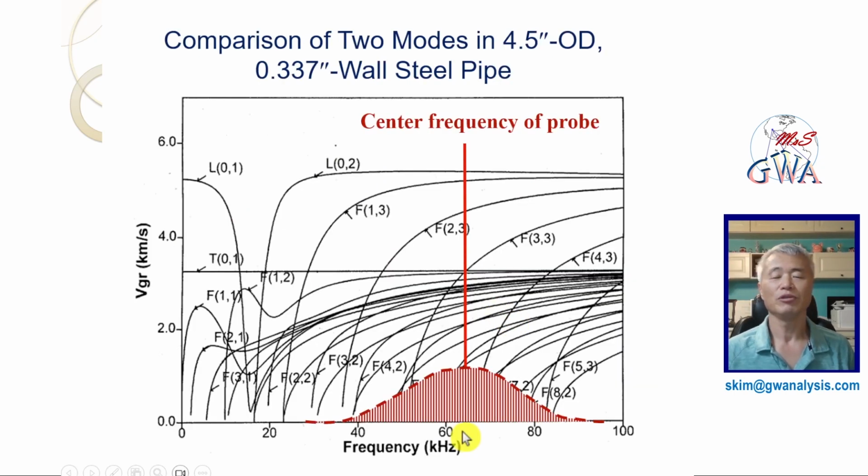Let us assume we are using 64 kHz center frequency probe for guide wave testing. For showing the difference of dispersive and non-dispersive wave mode, let us consider the T01 and F22. The T01 is a fundamental torsional mode and non-dispersive at any frequency, but F22 is a dispersive mode that has a varying group velocity as the frequency changes.